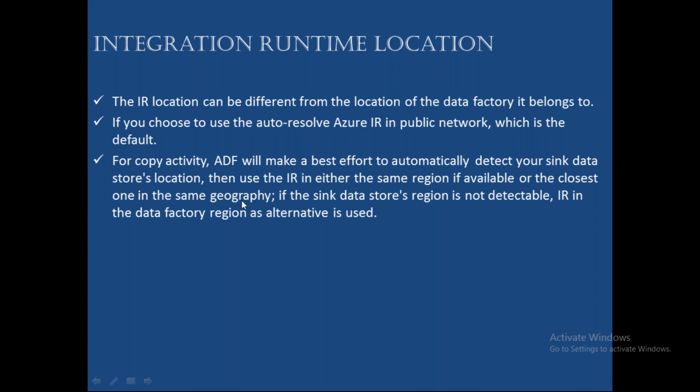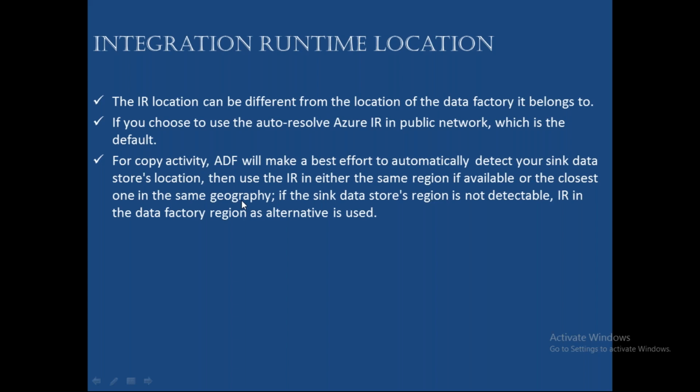Now you need to understand, in Chennai, when I am copying data from US to the Chennai data center, what happens is, first it will try to identify whether an integration runtime is available in the Chennai data center or not. If it is available, it will take that particular IR to copy data, because that is the closest integration runtime that it can use. So it will be much faster if it uses the IR which is there in the Chennai data center.